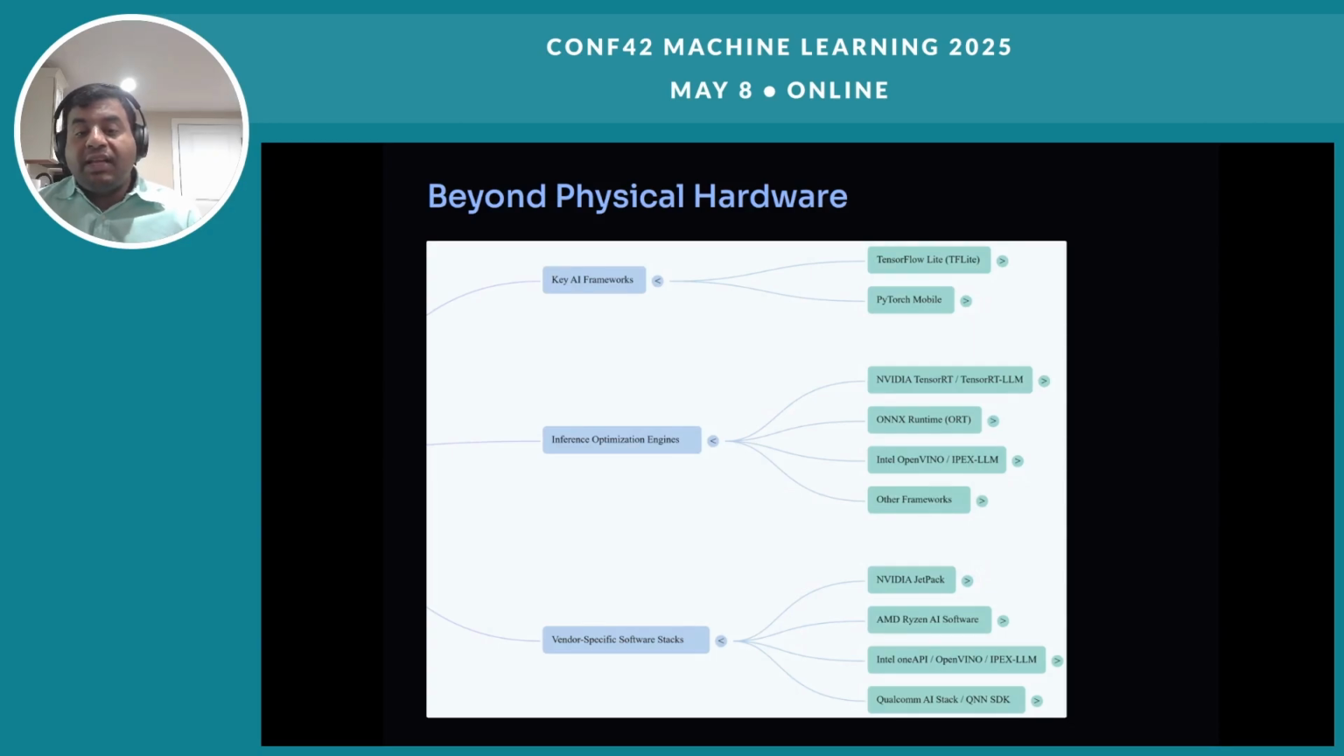Key AI frameworks like TensorFlow Lite and PyTorch Mobile are designed for edge deployment. NVIDIA's TensorRT and its LLM variant are highly optimized for their GPUs. Inference optimization engines like ONNX Runtime and Intel's OpenVINO focus on optimizing models for efficient execution across various hardware. Vendors also provide specific software stacks like NVIDIA JetPack, AMD Ryzen AI software, Intel's oneAPI tools, and Qualcomm's AI stack, which bundles drivers, libraries, and tools for their respective hardware.